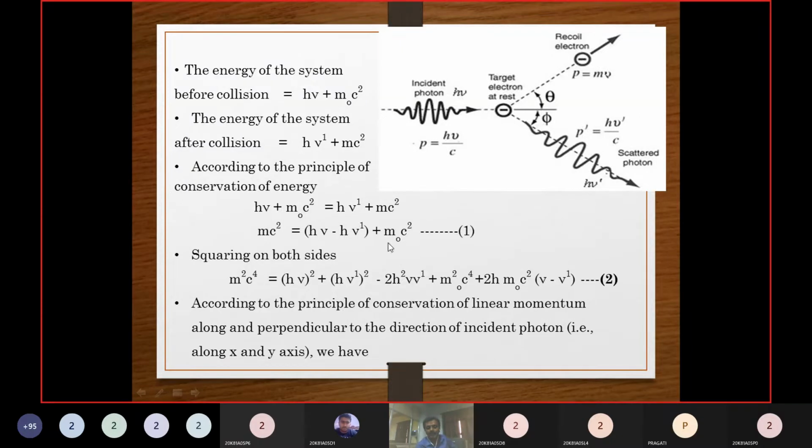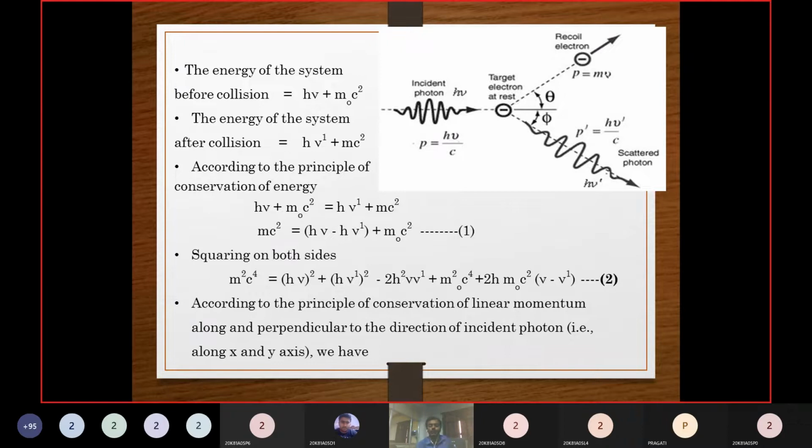From this we get one equation, let us take it as equation number 1. Then, squaring both sides, we get equation 2. That is in the case of energy, which is the first step we have to do.